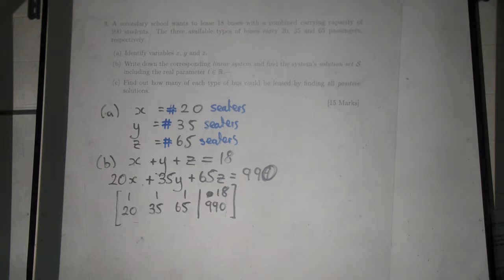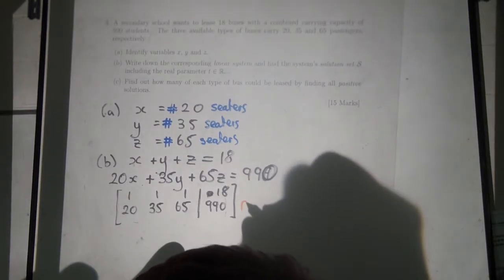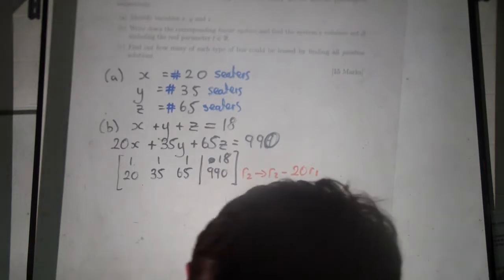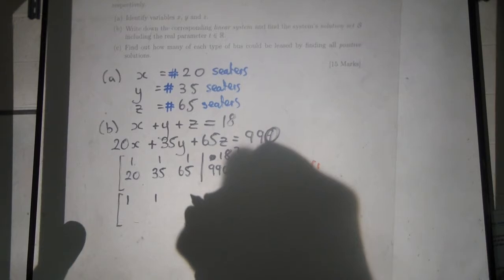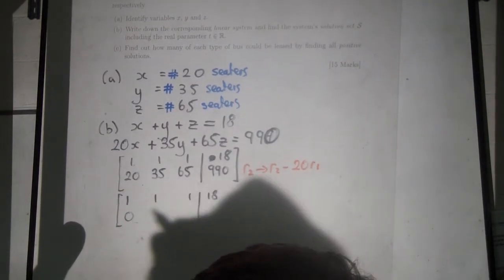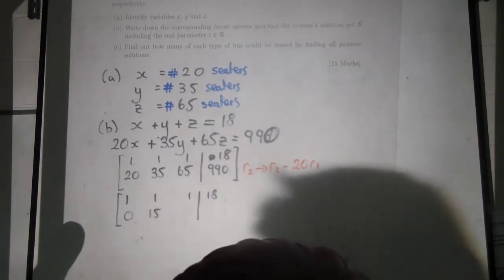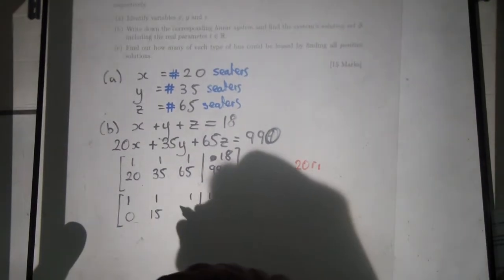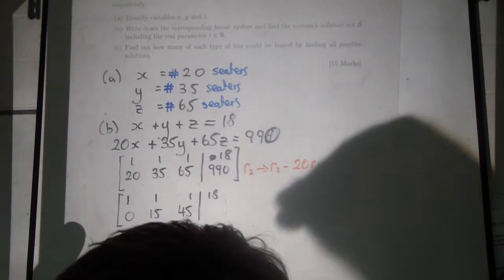We want to get a 1, 0. How do I kill that 20? Row 2 sent to itself minus 20 times row 1. So the first row is fine: 1, 1, 1, 18. 20 minus 20 times 1 is 0. 35 minus 20 times 1 is 15. 65 minus 20 times 1 is 45. And the last one is 990 minus 20 times 18, I think that's going to be 630. Sounds good.